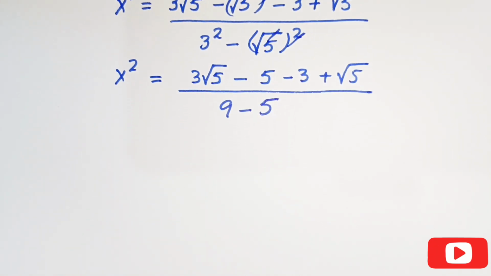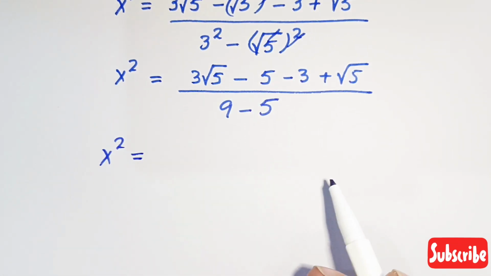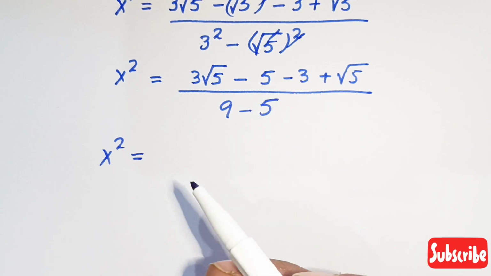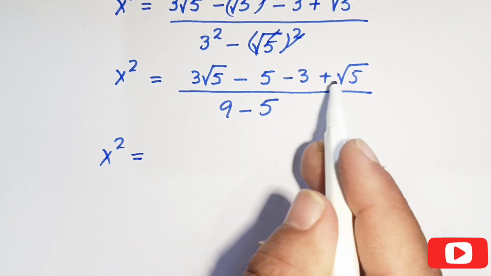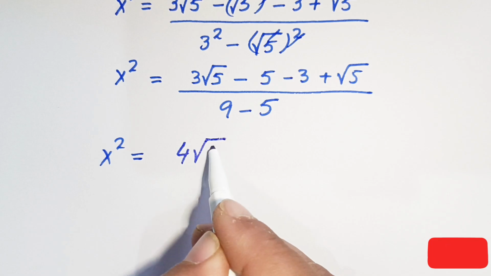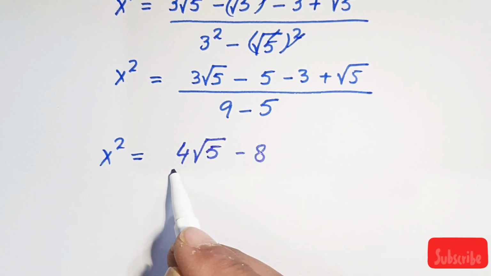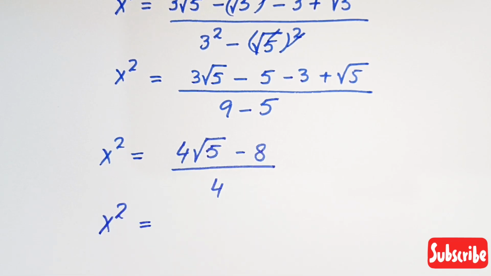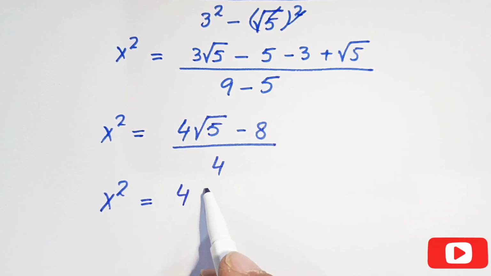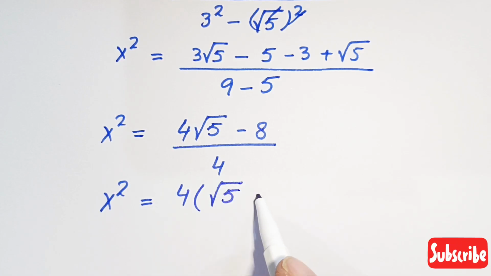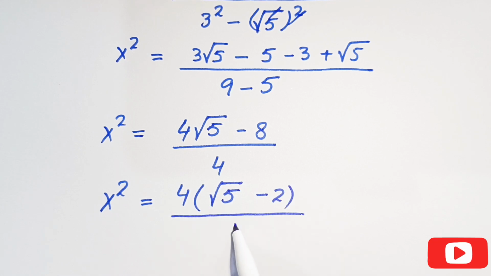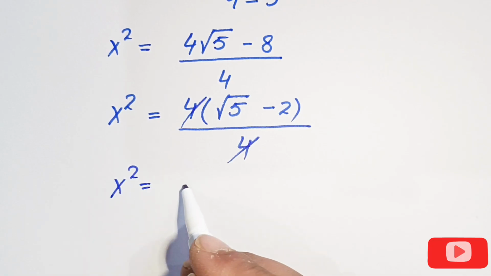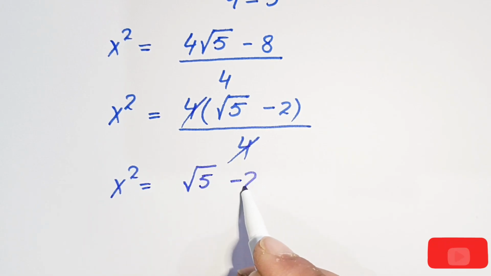So now our next step is x squared. When we add like terms, we have minus 5 and minus 3, here we just write that it is equal to minus 8, and this one 3 plus 1, which is 4. So 4 times square root of 5 minus 8. Here we have 9 minus 5 is 4. So x squared is equal to, if we take 4 common, square root of 5 minus 2 all over 4. Now cancelling 4 with 4, we have x squared is equal to square root of 5 minus 2.